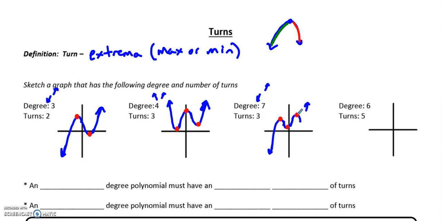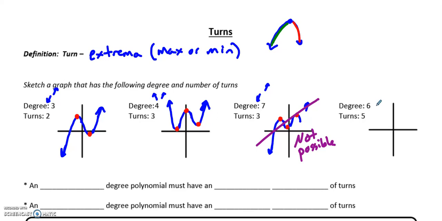And that's where I run into a big issue, because I can't meet up with my end behavior because it's pointing down. So in this case, I can realize that this whole example here is not possible. It is impossible to have a degree 7 with 3 turns, and we'll define a little bit later what some of the requirements are for turns. You can't have a degree 7 with 3 turns.